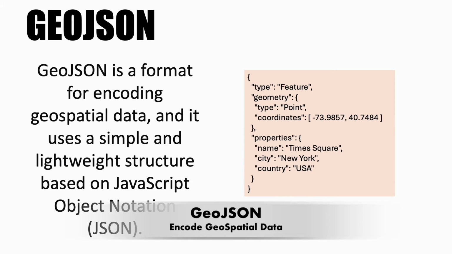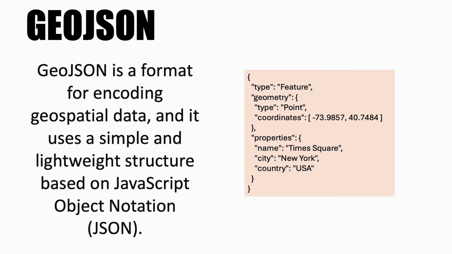Now GeoJSON is the format which we are going to use in our programming exercise. GeoJSON is a format for encoding geospatial data, and it uses a simple and lightweight structure which is based on JSON. JSON is JavaScript Object Notation. So you can see here, this is an example of GeoJSON. The important thing to note here is the geometry, and it has a type, I'll explain what exactly the type means, and the coordinates. It is important to note that the coordinates have longitude first and latitude next.